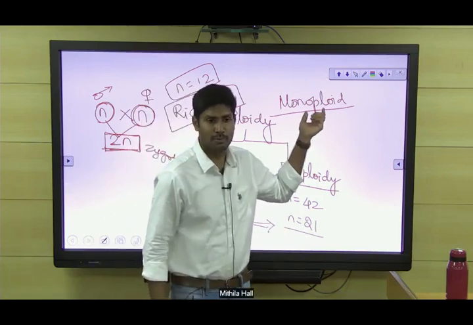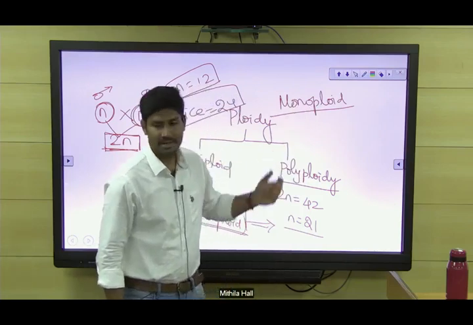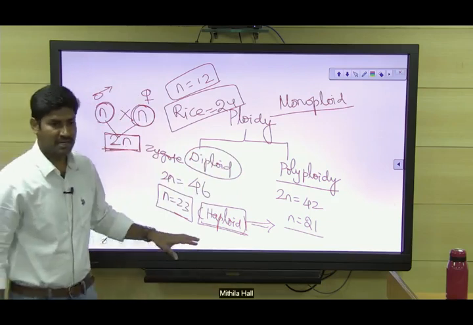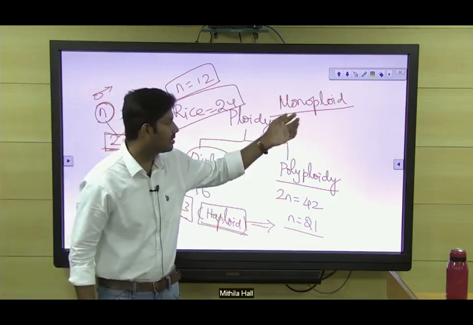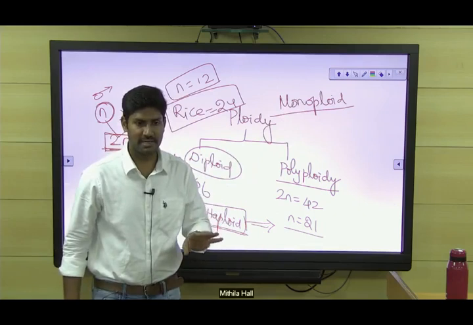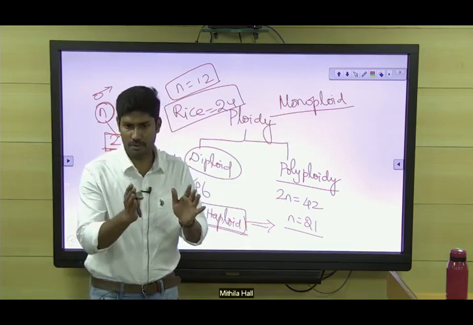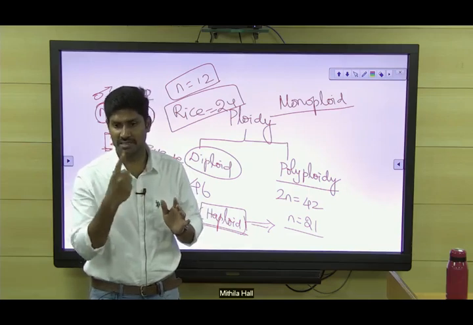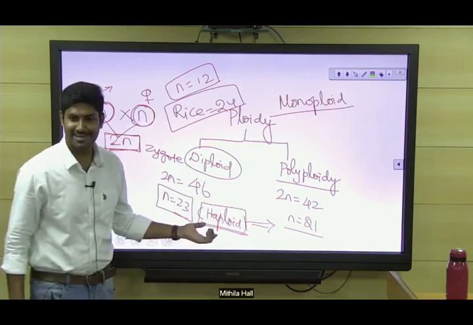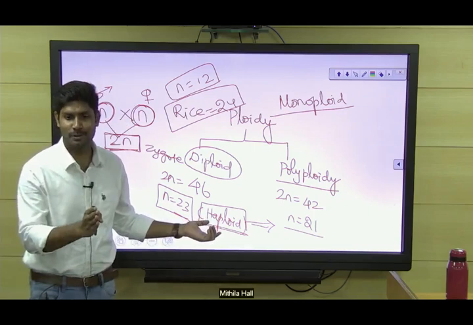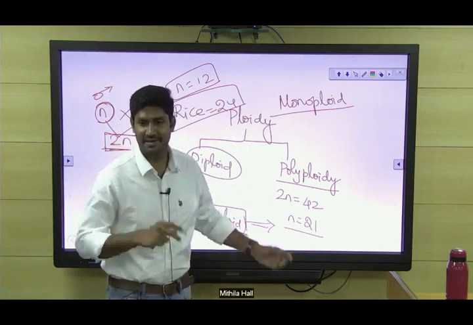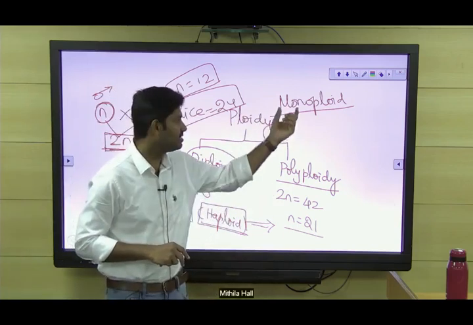We use one more term called monoploid, right? This monoploid, we apply only for true diploid species. Why am I telling this concept? Because often we get confused between monoploid and haploid, since both seem the same. Di means two, mono means single, so half the chromosome number of a diploid is called monoploid. But what is haploid? Again, half the chromosome number of a diploid. So it seems both are the same, but they are different.